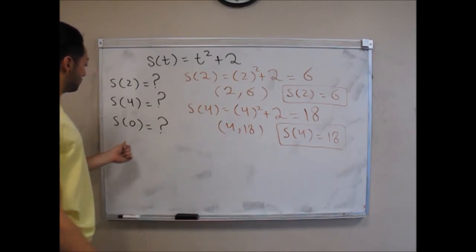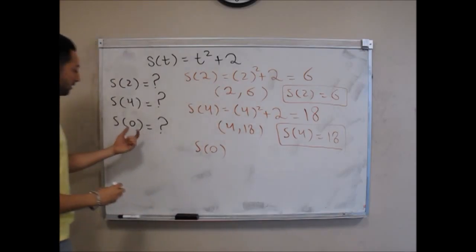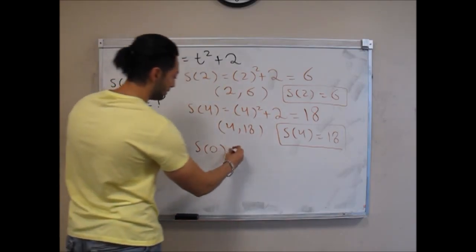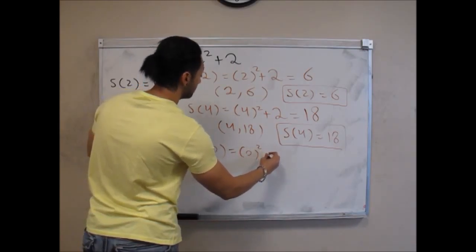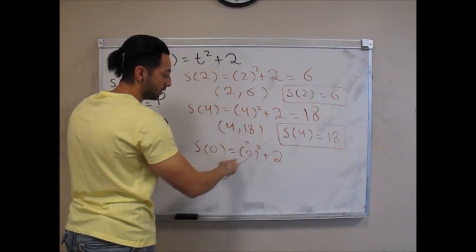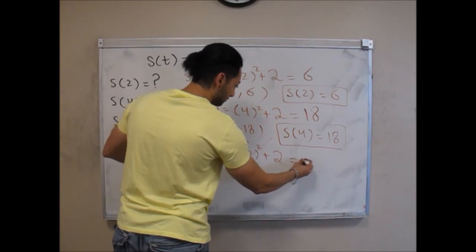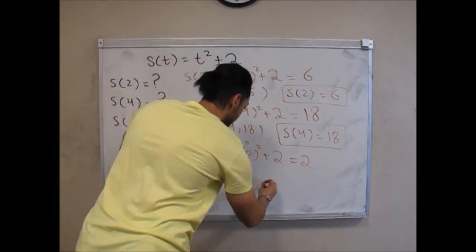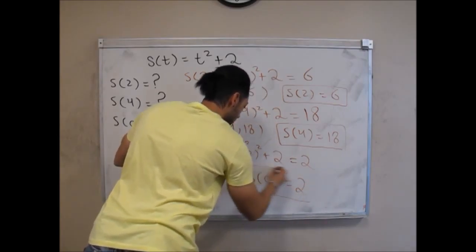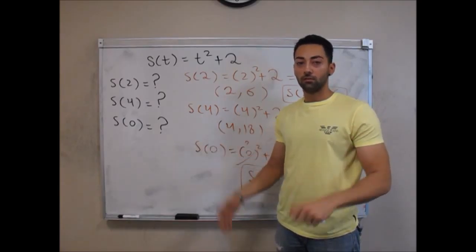Okay, and now this last one, s of 0. They just replaced the t with a 0, so everywhere I see a t, now I'm going to input a 0. So that would be 0 squared plus 2. We know that 0 squared is just going to be 0 still, right? So our final answer would be 2. So for this last one, s of 0 would equal 2. Okay, just wanted to get a little bit of practice in. We'll do some more to get the feel of this function notation.